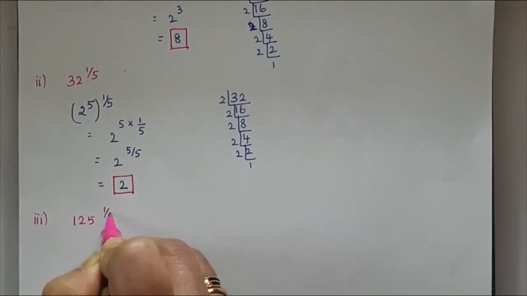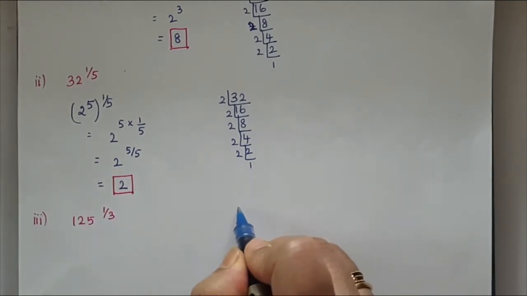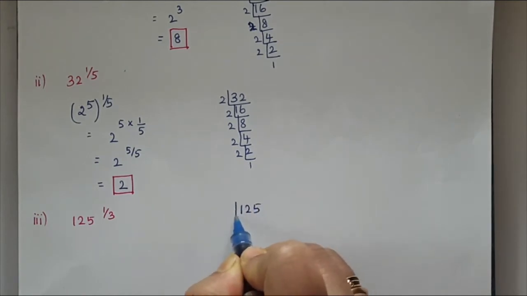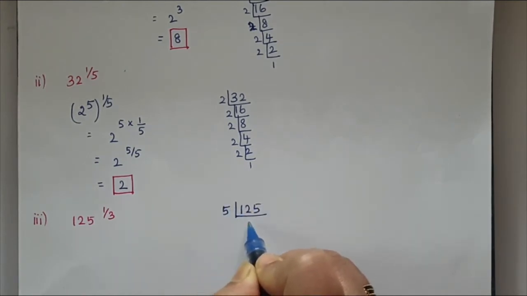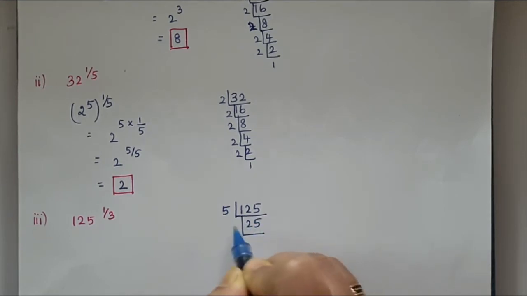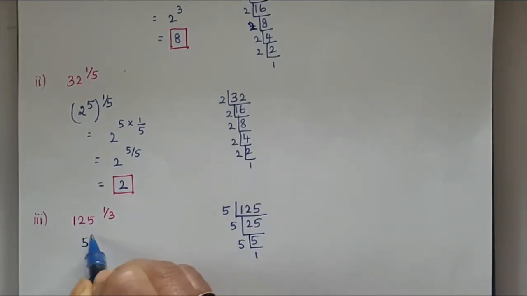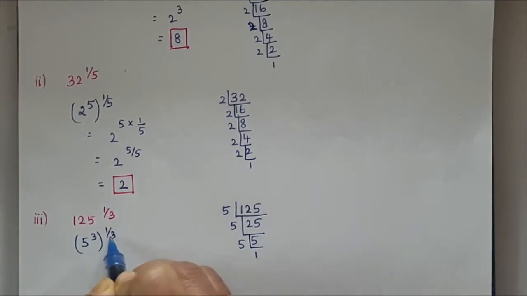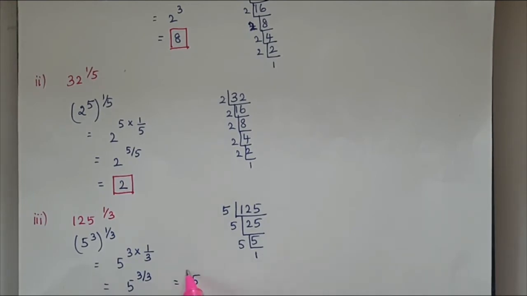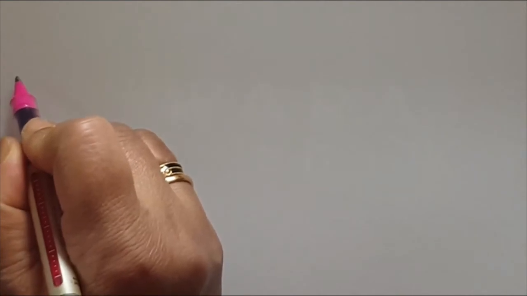Next, 125 power 1 by 3. So 125 is 5 times 25, 5, 5. So 5 cube the whole power 1 by 3. So 5 into 3 into 1 by 3, which is equal to 5, 3 by 3, equal to 5. Next, question number 2.